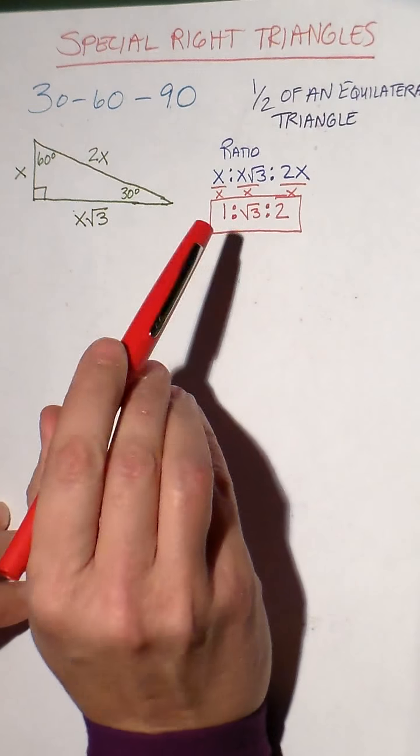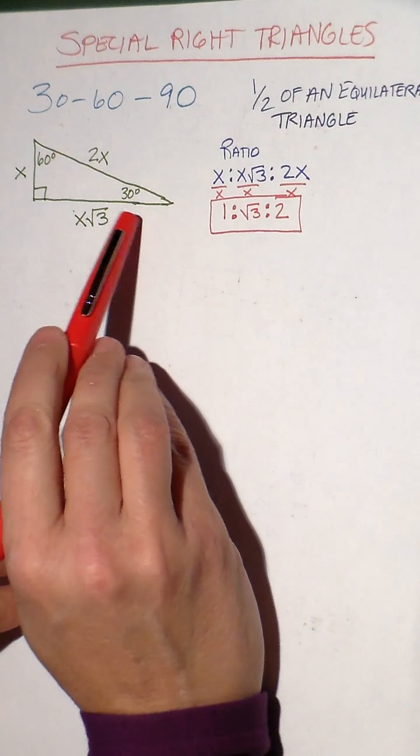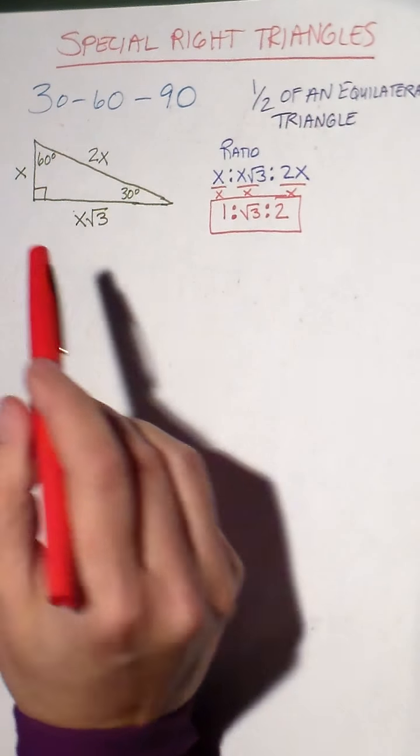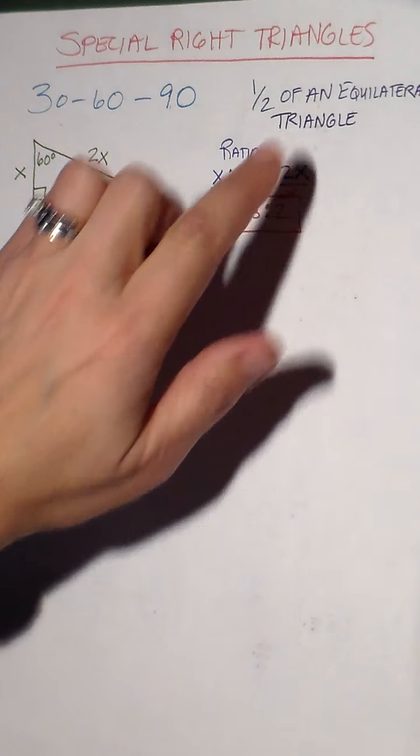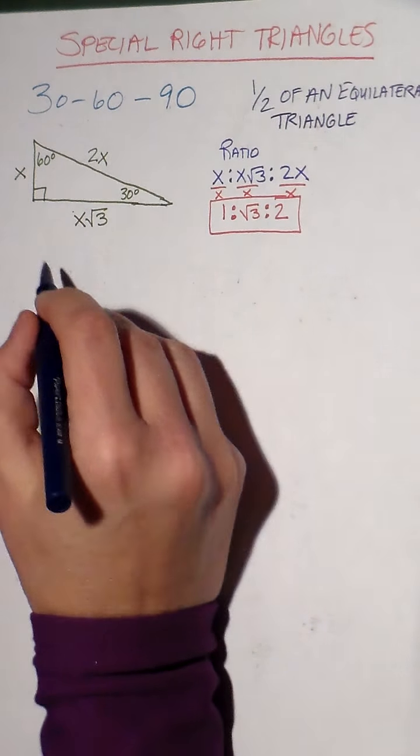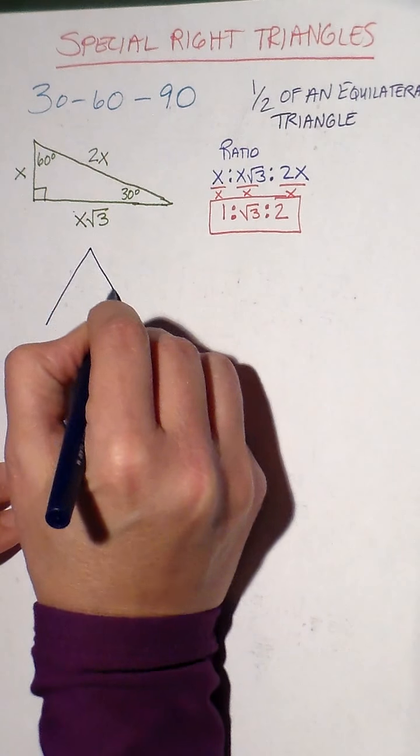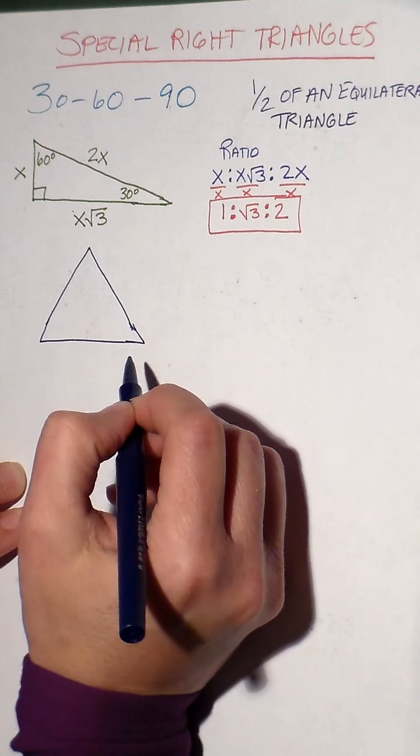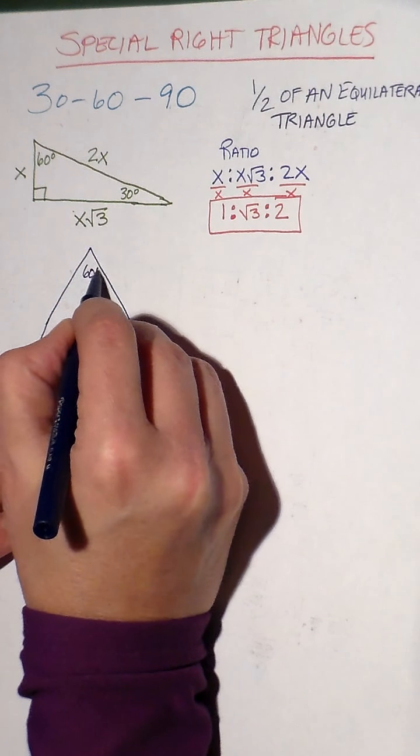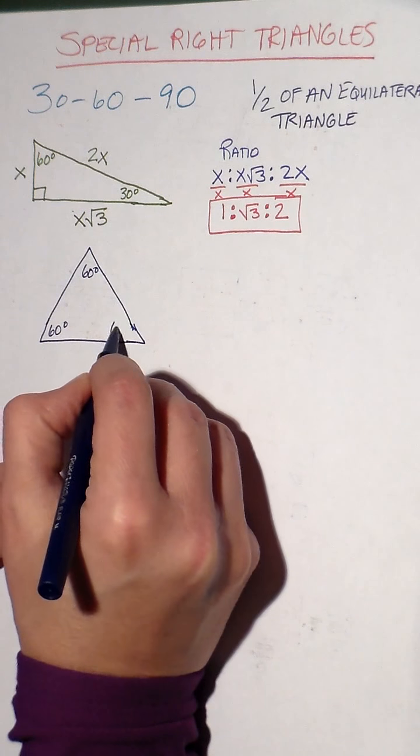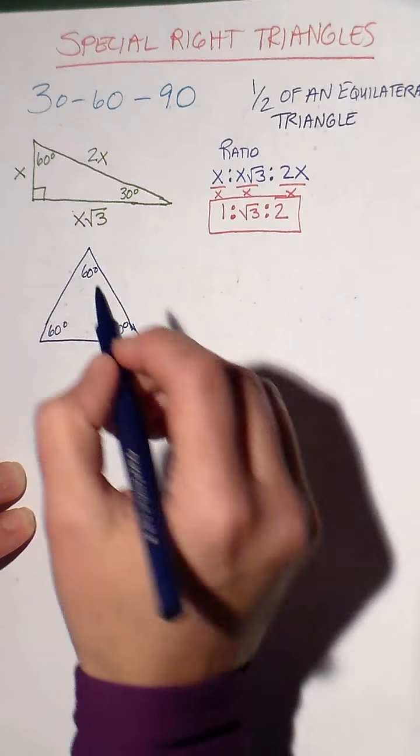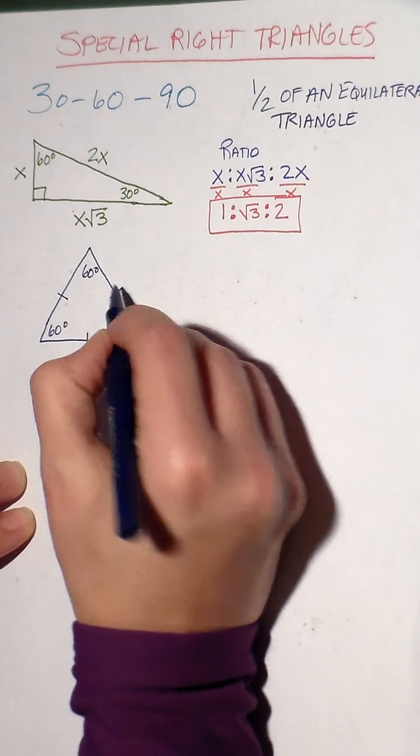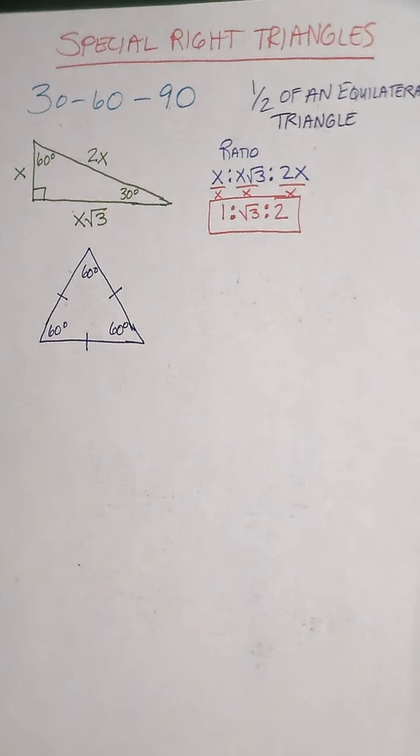But before we get to that, I want to show you why the 30, 60, 90 is set up the way it is, okay? Remember I told you it's half of an equilateral triangle. I'm going to draw an equilateral triangle here. Pretend like I can actually draw, by the way. And in an equilateral, remember, the angles are always 60, 60, and 60, right? And what else do we know? The characteristic it has is that all three sides are congruent. So that's why it's an equilateral. Equa meaning equal, lateral meaning sides.